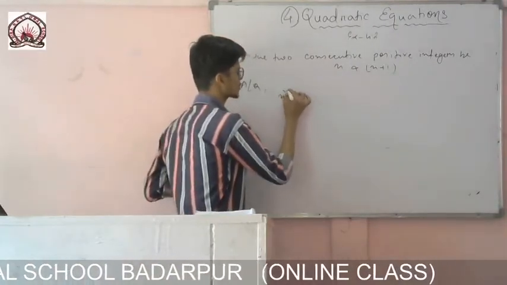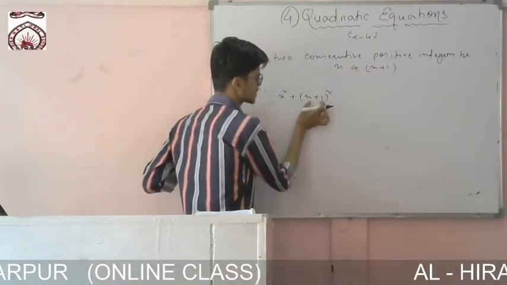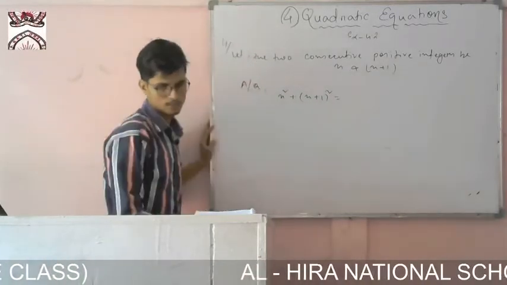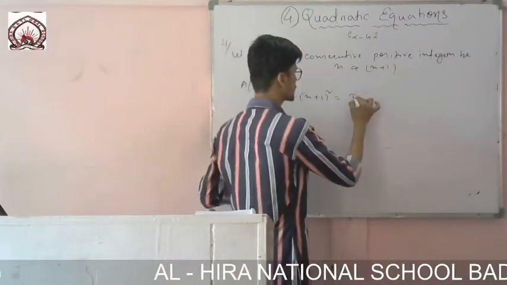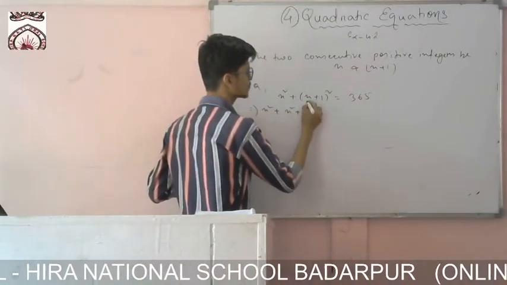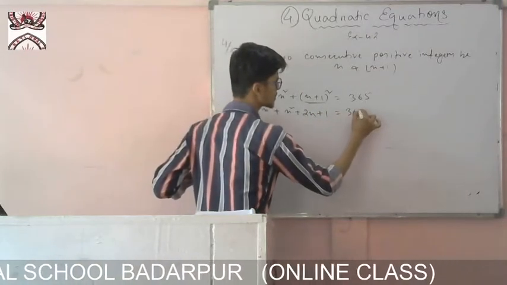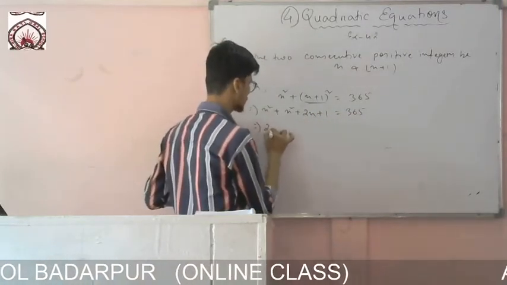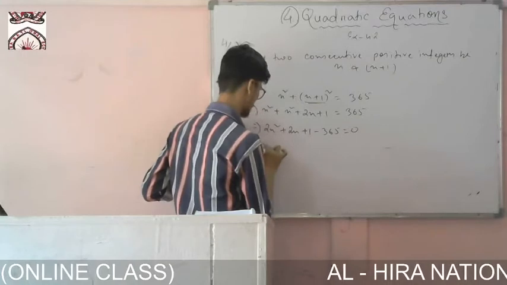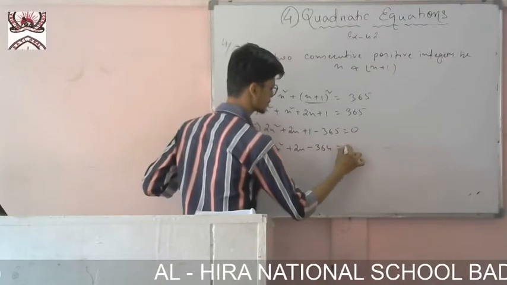Sum of whose squares: x square plus, and plus is the sum, x plus 1 whole thing square. Sum of the squares, that is x square plus this one square. After adding, we are getting 365. If I solve this one, it will be x square plus x square. Using a plus b whole square equals a square plus twice ab plus b square, it equals 365. So x square plus x square is 2x square, plus 2x plus 1, minus 365. So 2x square plus 2x minus 364 equals 0.